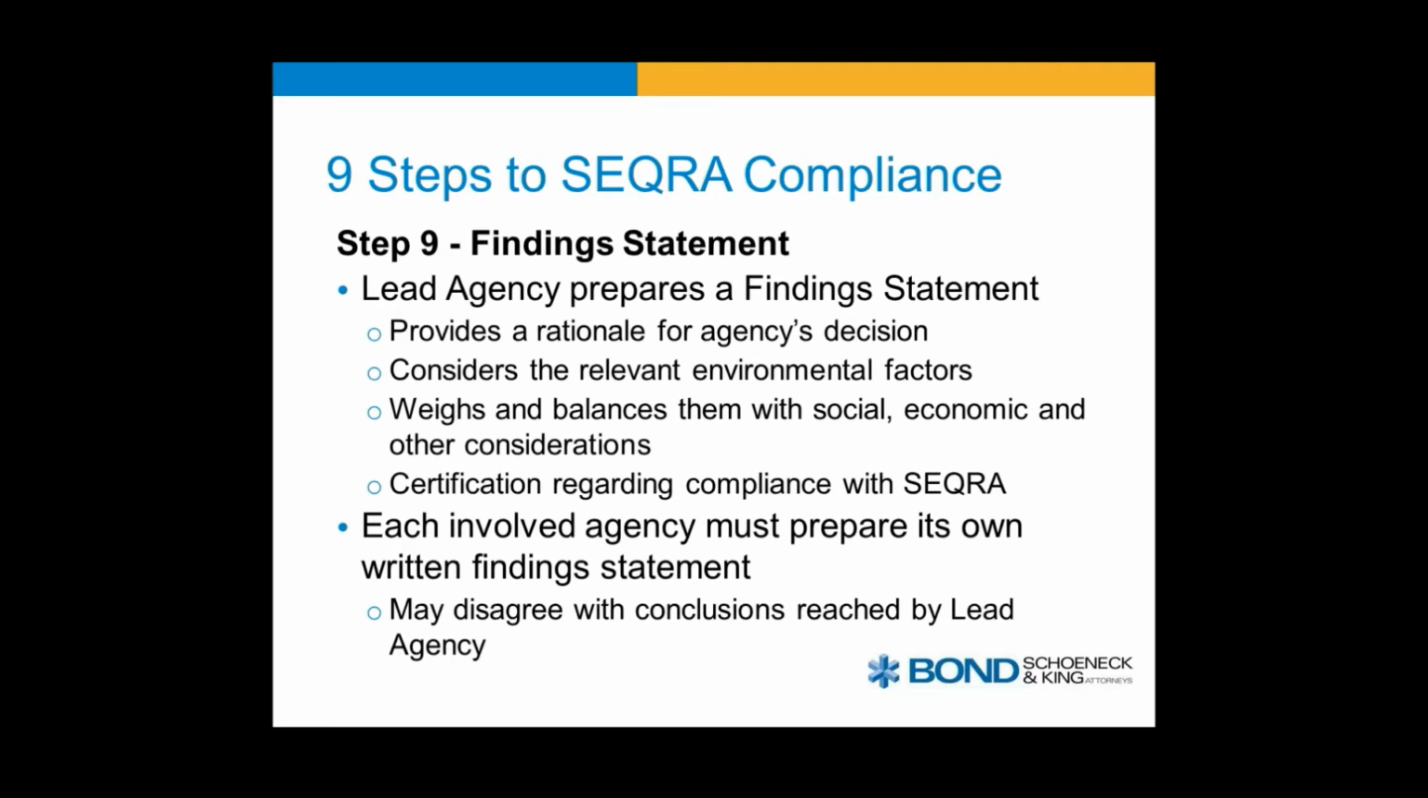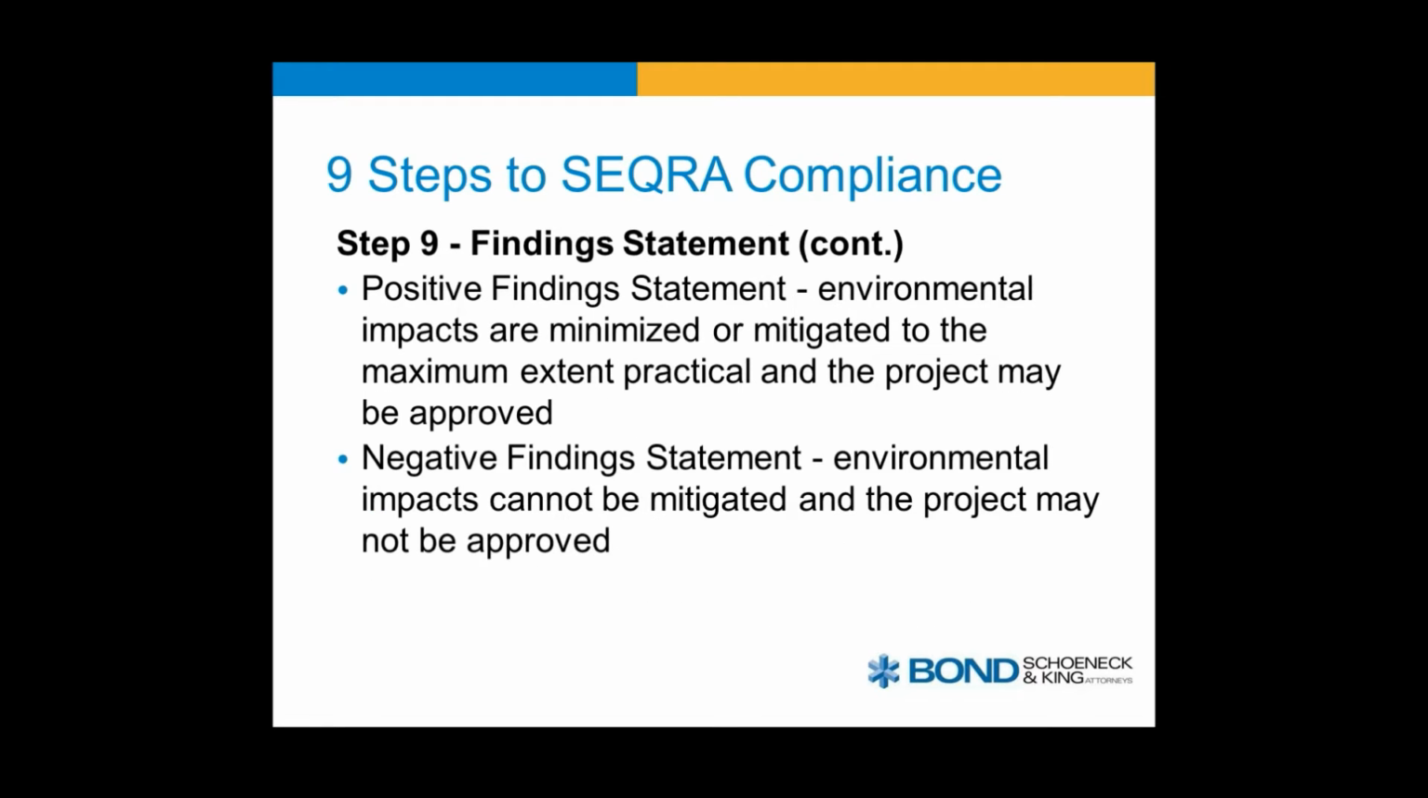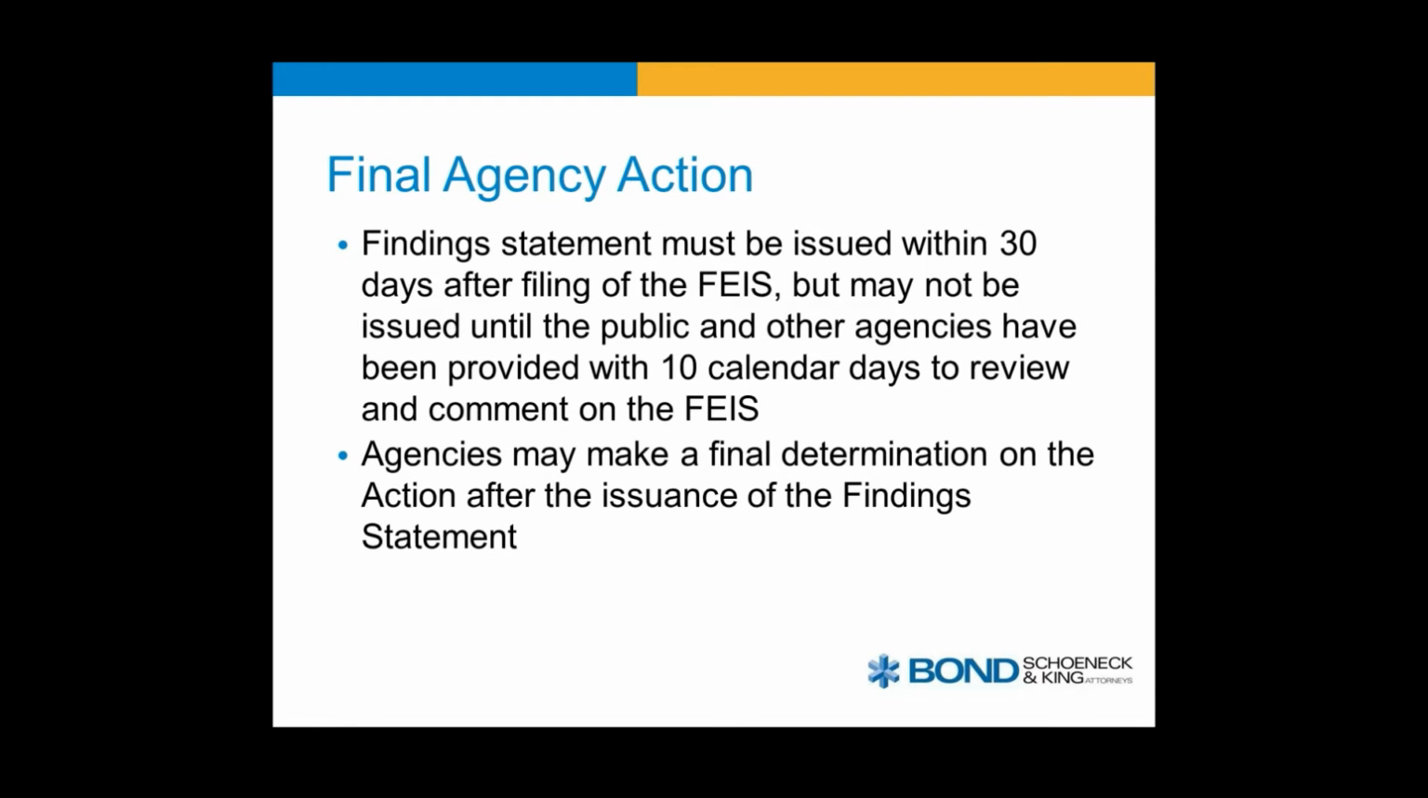At that point, each involved agency can also prepare its own written finding statement, and that finding statement may disagree with conclusions reached by the lead agency. So there are two types of finding statements. A positive finding statement is that all environmental impacts are minimized, mitigated to the maximum extent practical, and the project may be approved. A negative finding statement is that the environmental impacts cannot be mitigated and the project may not be approved.